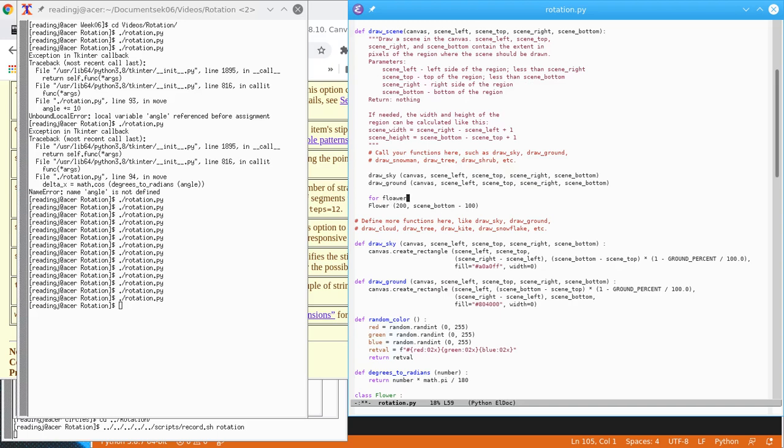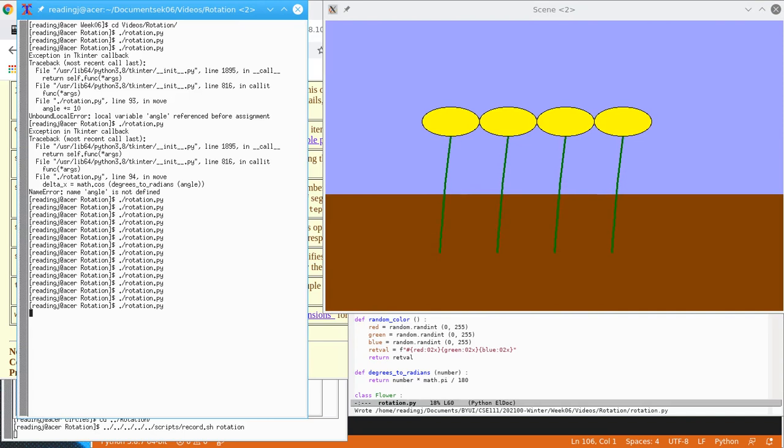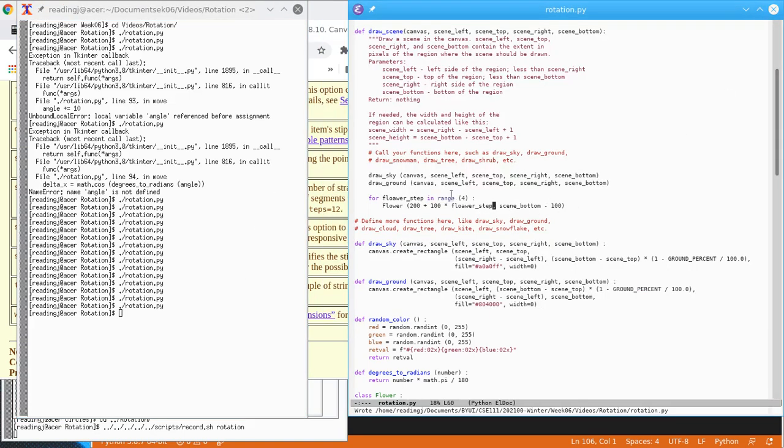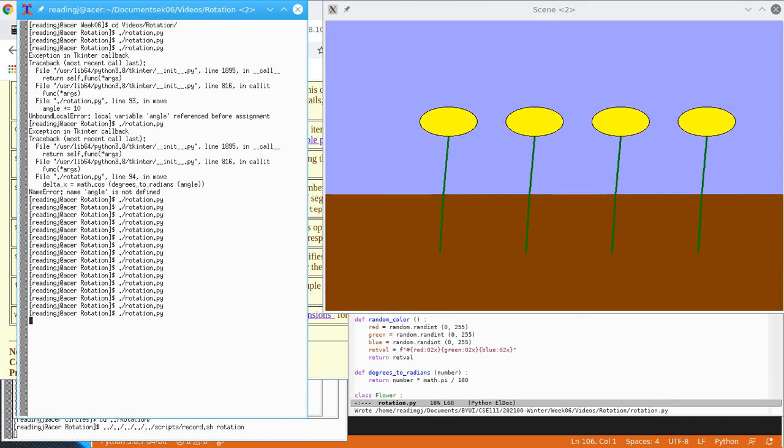For flower step in range 4, let's make 4 flowers. Flower sub 200 plus 100 times flower step, and we'll leave them all at the same Y location. Maybe I should have spaced them out a little bit more than that. And now they're all waving in the wind. Isn't that beautiful?